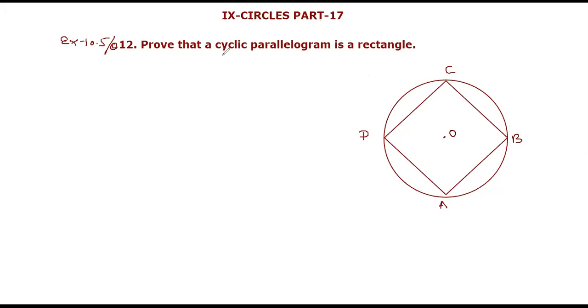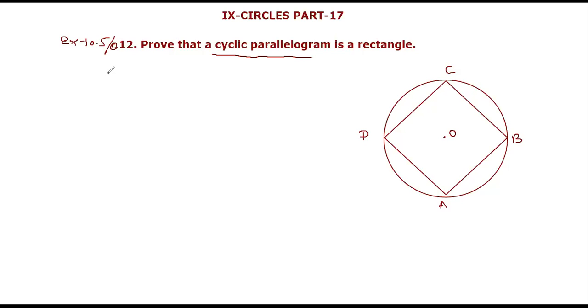The question is a cyclic parallelogram. We have to prove that a cyclic parallelogram is a rectangle. Rectangle means 90 degrees. We have to prove that each angle is 90 degrees, then it will be a rectangle. And it is already given it is a parallelogram.